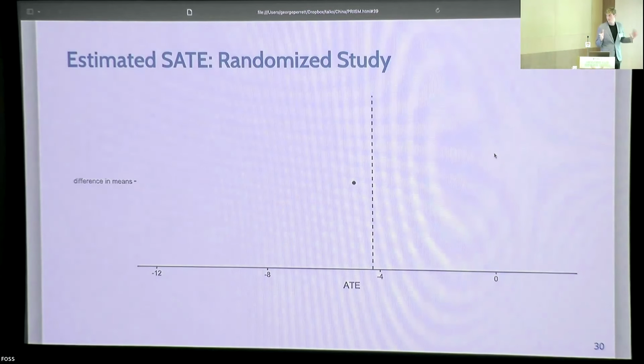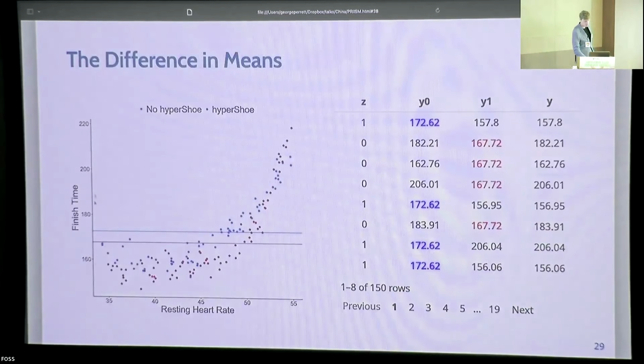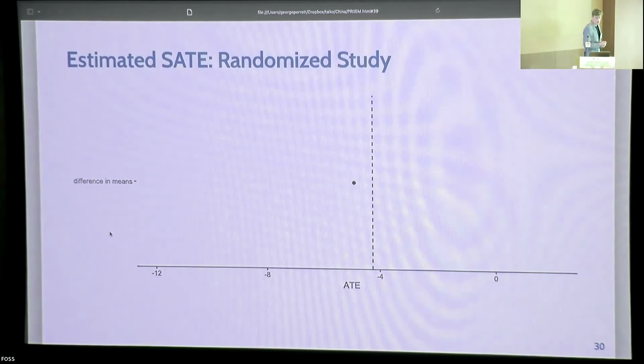And my estimated SATE is really just the difference between these two lines. It's the difference between the red line here and the blue line here. And that comes out to be some number close to -4. I've put this difference right here as this point.